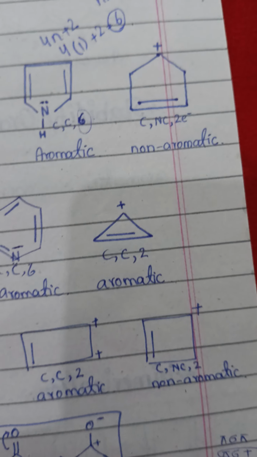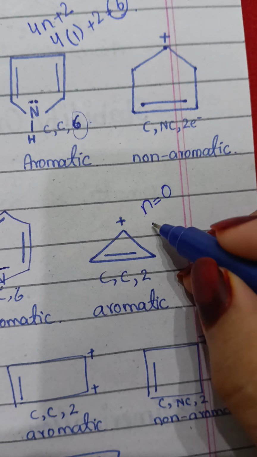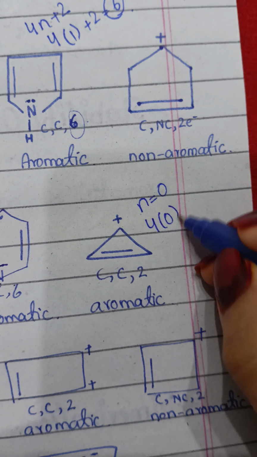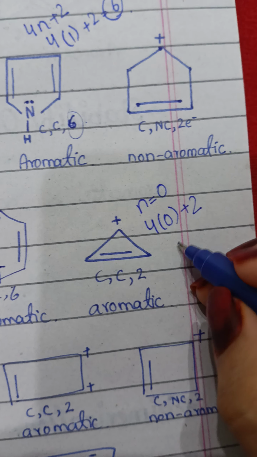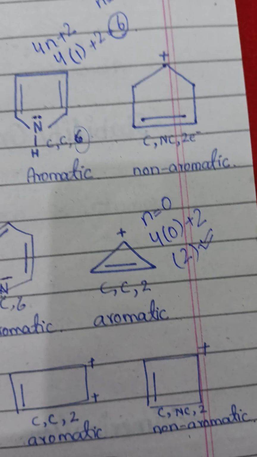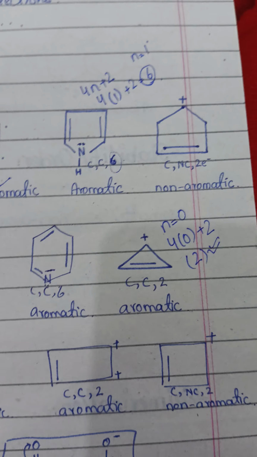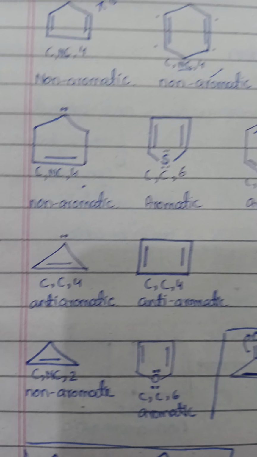So I say if we have n is equal to 0, then we put it in the formula and we get 2. So therefore it is proved that a molecule with 2 pi electrons is considered as an aromatic compound. Now we have another structure.